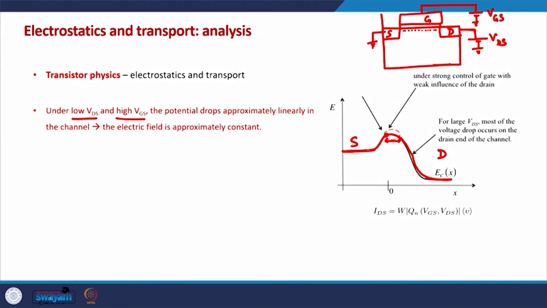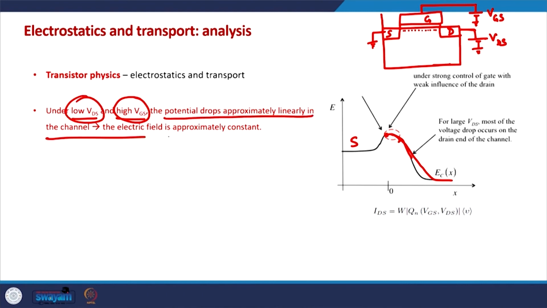The shape of this barrier will be almost linear from the height of the barrier to the drain side. So, this barrier will change very smoothly, almost linearly. So, it means that with high VGS and low VDS, the potential drops approximately linearly in the channel, and the electric field is almost constant in the channel. So, this is the case when we have low VDS, which is the linear regime of the IV characteristics, or the output characteristics.